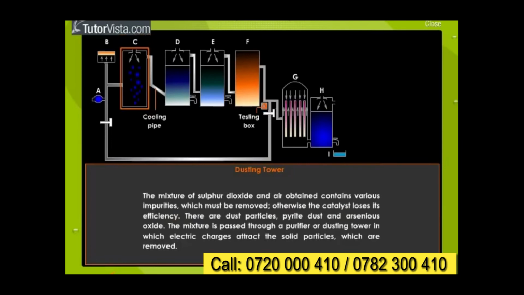Dusting tower. The mixture of sulfur dioxide and air obtained contains various impurities which must be removed. Otherwise, the catalyst loses its efficiency. There are dust particles, pyrite dust, and arsenious oxide. The mixture is passed through a purifier or dusting tower in which electric charges attract the solid particles which are removed.